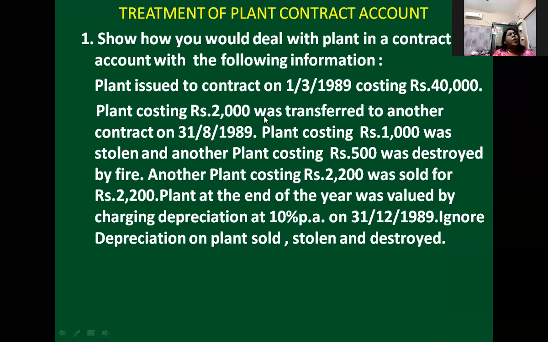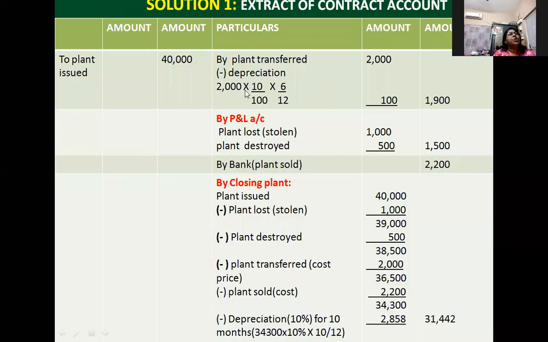And this plant costing rupees 2,000 was transferred to another contract on 31st August. So we need to calculate how many months we made use of this plant for this particular contract. So we made use for 6 months. That's what I mentioned over here. What is the depreciation allowed on this amount? 2,000 into 10% into 6 months we made use. So what is the depreciation on 2,000? 100. So after considering the depreciation, the value of the plant transferred to another contract is 1,900.